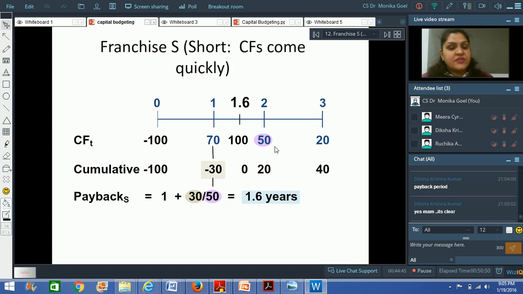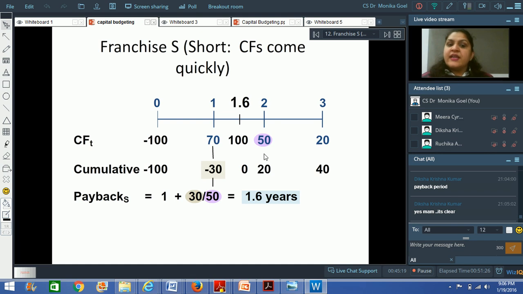I compare it with another investment which is called franchise S. In franchise S, again the cash outflow at year 0 is 100 rupees only. In the first year you are getting 70 rupees. In the second year you are getting 50 rupees. And in the third year you are getting 20 rupees. Again you will do the cumulative thing. So minus 100, because in the first year you are getting 70 rupees, so your cumulative is minus 30 here. In the third year you are getting 50 rupees, so your cumulative is plus 20 here.